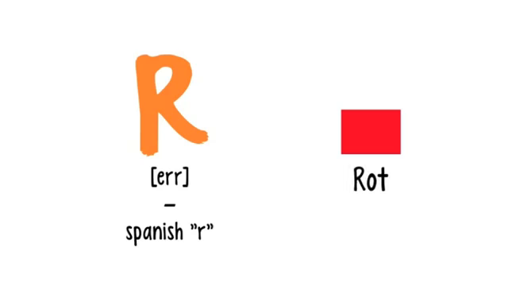R. For this letter, there's no equivalent in English. In order to pronounce this letter right, you have to gargle in the back of your throat until it starts to vibrate. Now try. That is how we officially pronounce the German R, but in some regions in Germany we also use the Spanish R. And the German word with the letter R is rot, which means red.